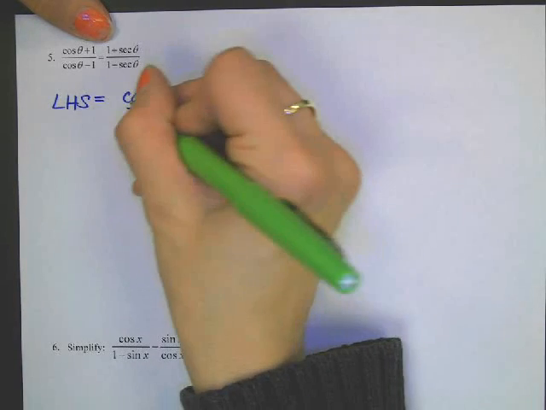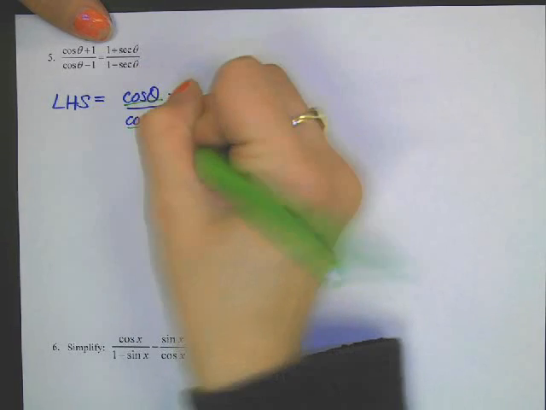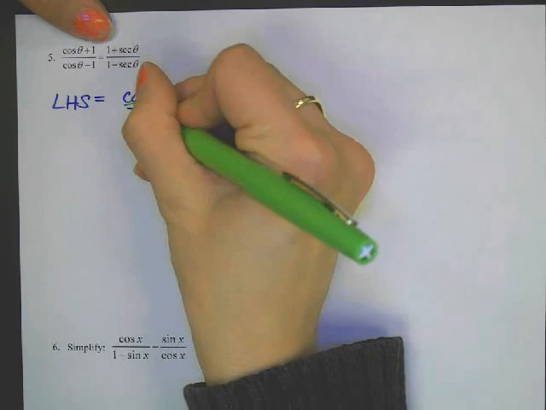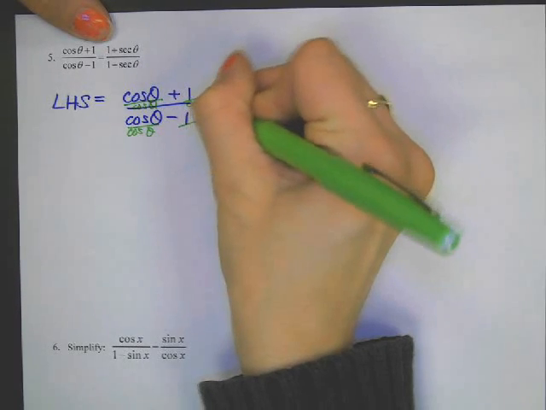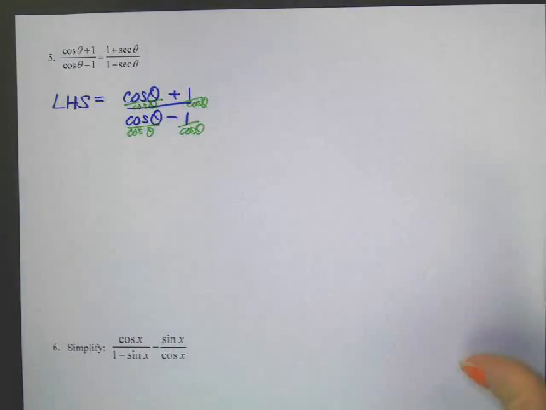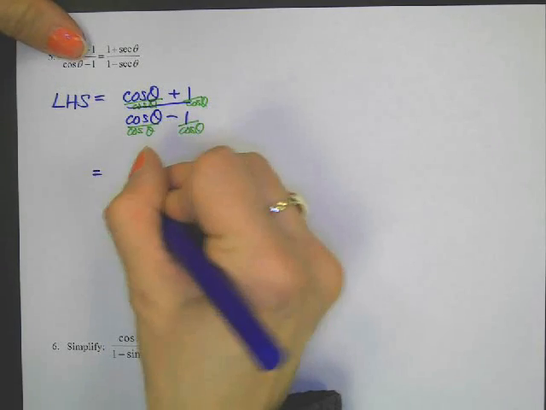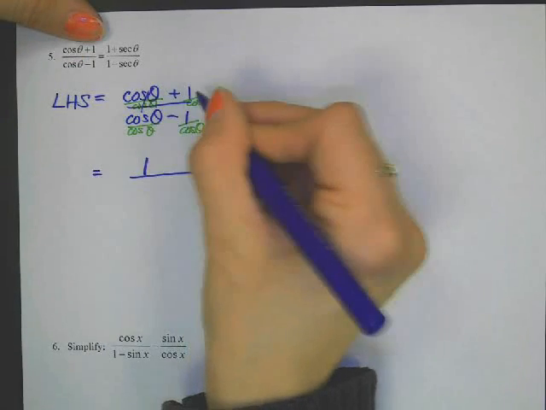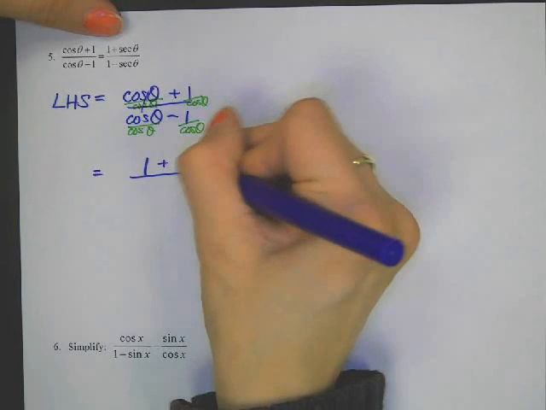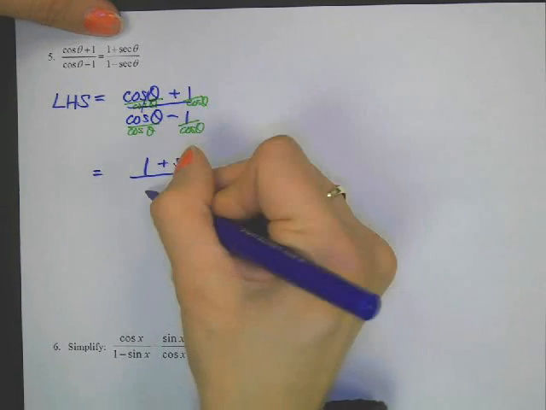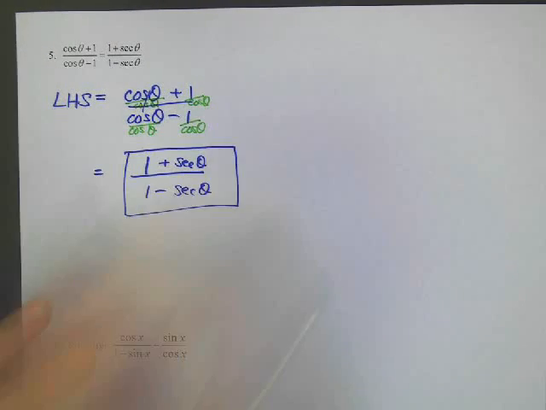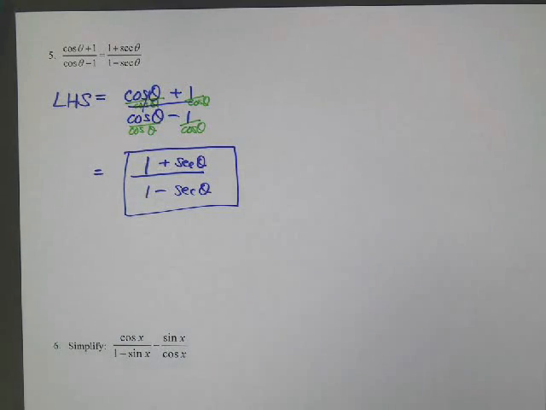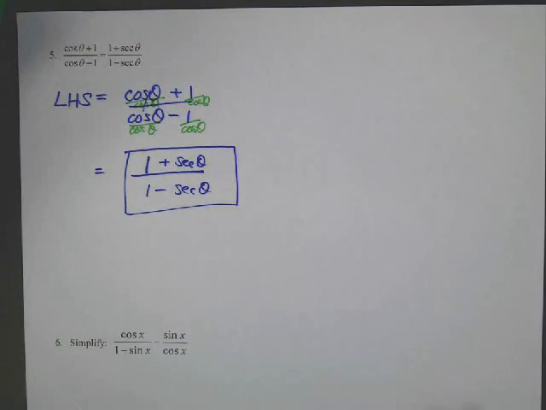Did you guys remember that trick where you divide everything by the same thing? Let's divide them all by cosine. Divide by cosine. Cosine of theta, cosine of theta. And so the first term in the numerator becomes a 1. And 1 plus cosine is secant. And 1 minus secant of theta. How many people got this one? Hopefully the next time you see it, if it's on a test or quiz, you'll be able to get it.